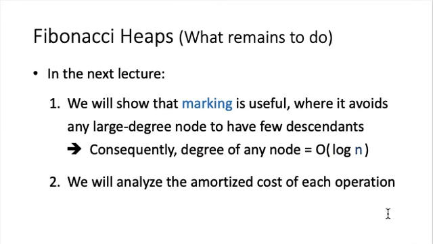And finally, in the next lecture, what remains to do is that we will show that the marking policy is useful, so that it allows us to control the degree of a node. The degree of a node is important for the extract min operation, because we will need to create an array for consolidation. We don't want the array to be very long. We want the array to be of size order of log n. We will also analyze the amortized cost of each operation. So that's all for the operations part of this Fibonacci heap. Thank you.